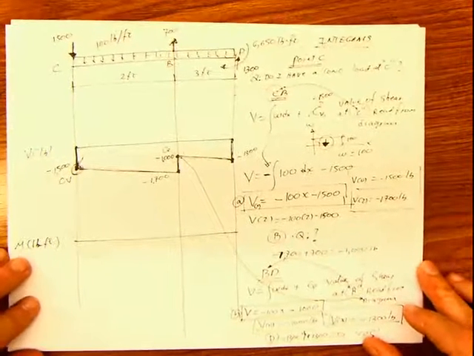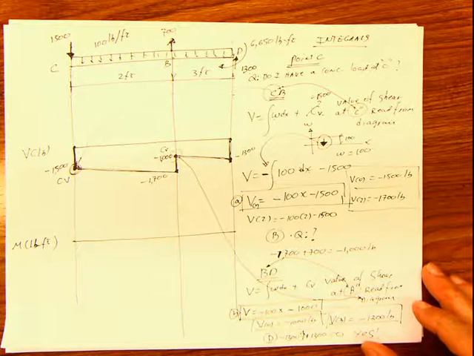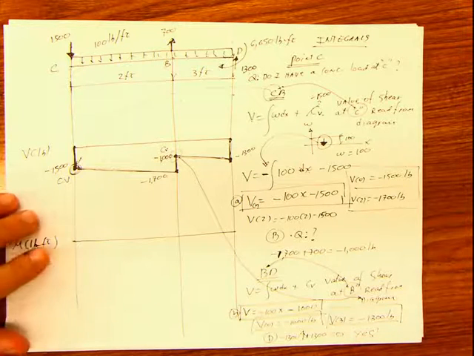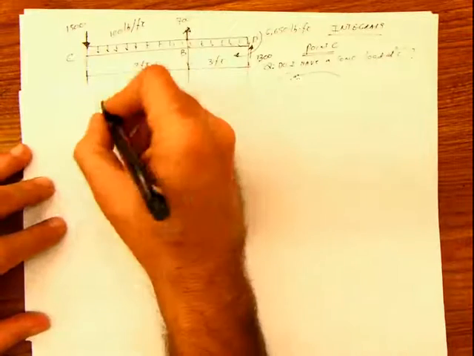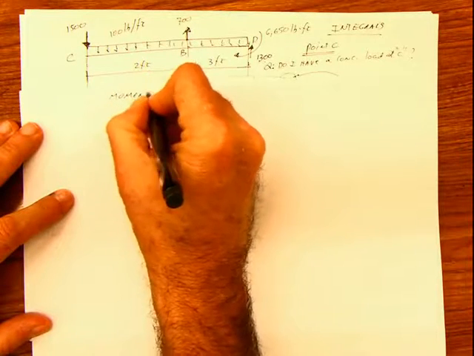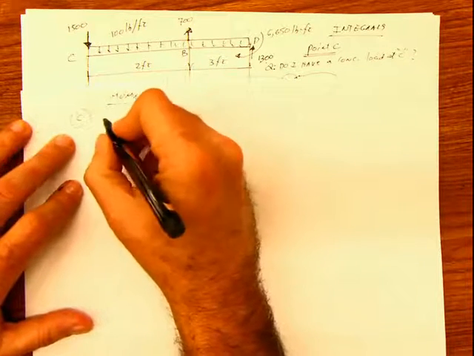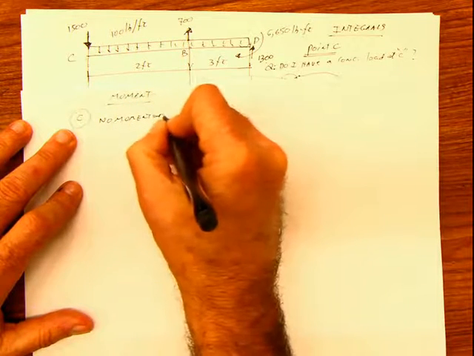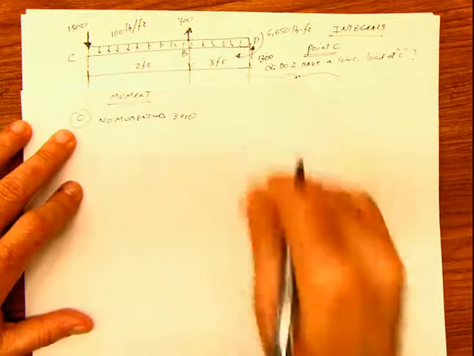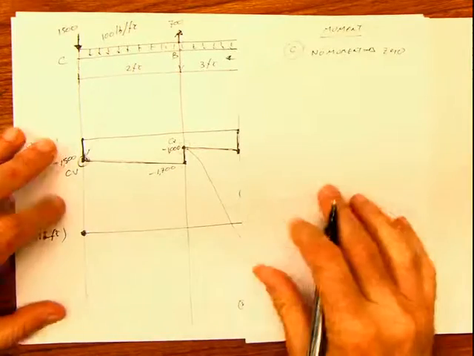Now let's go with the moment. And for doing the moment, we start again. Moment. We start at the point C. Question. Do I have any moment? No moment. 0. That means that your diagram starts from 0. And then you go to CB.